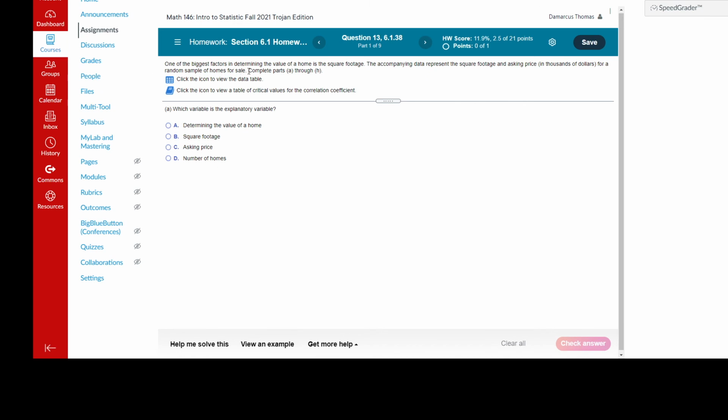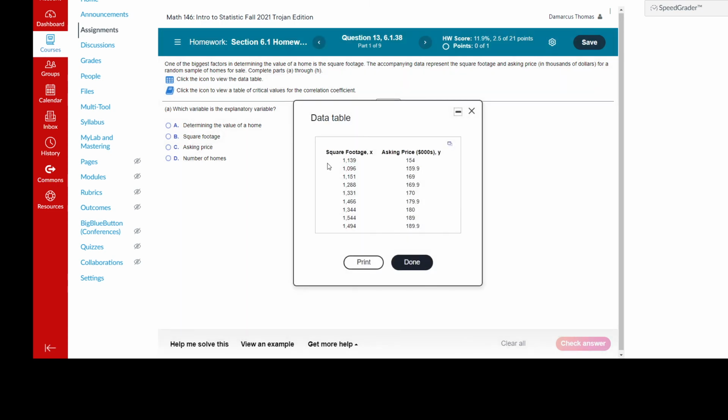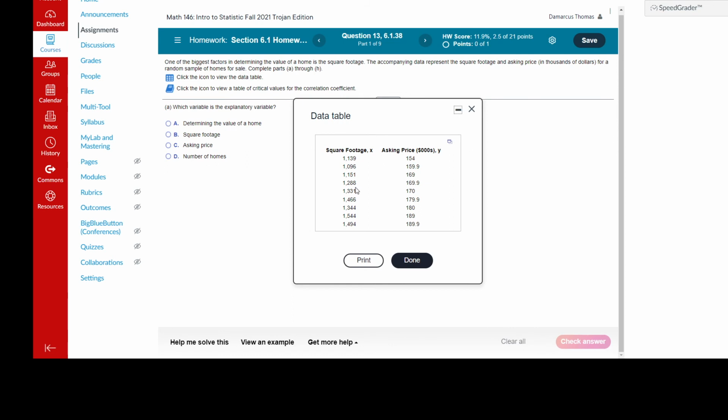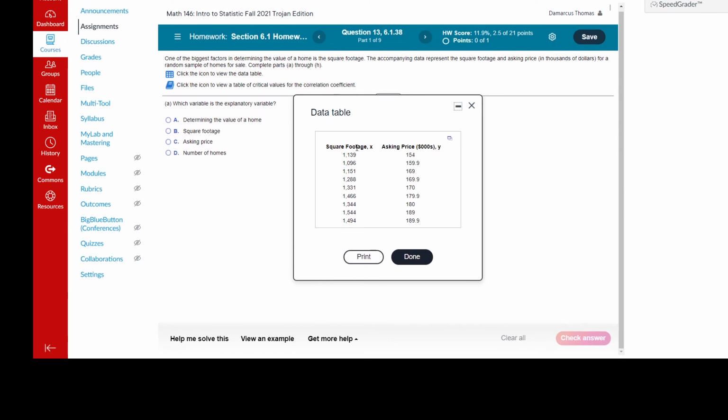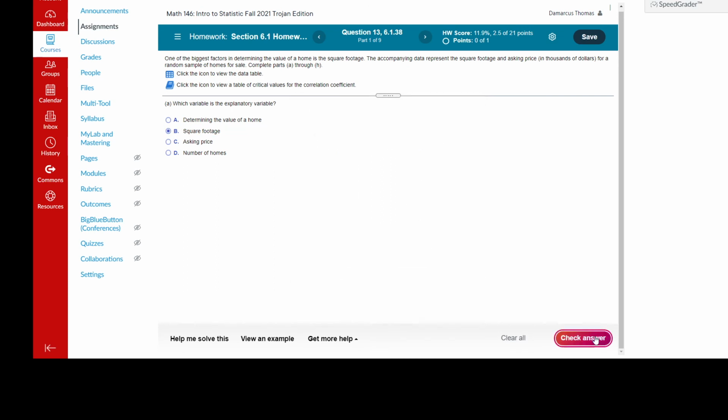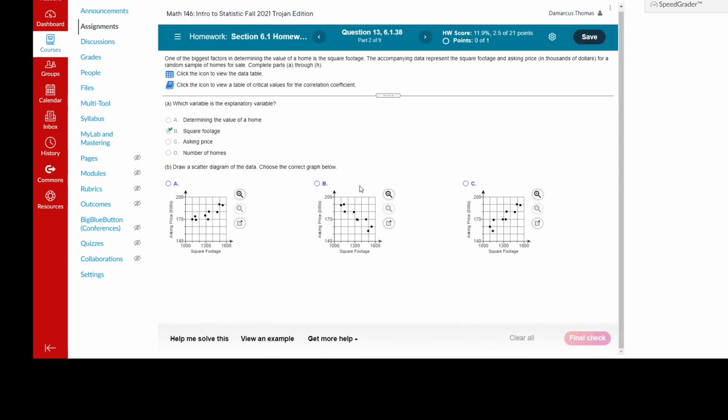One of the biggest factors in determining the value of a home is the square footage. The company data represents the square footage and asking price for a random sample of homes for sale. Click the icon to view the data table. So we have paired data with the X and the Y, and it says which variable is the explanatory. Well, that's the X. The X is the explanatory. So we would go with square footage. And then draw a scatter diagram.